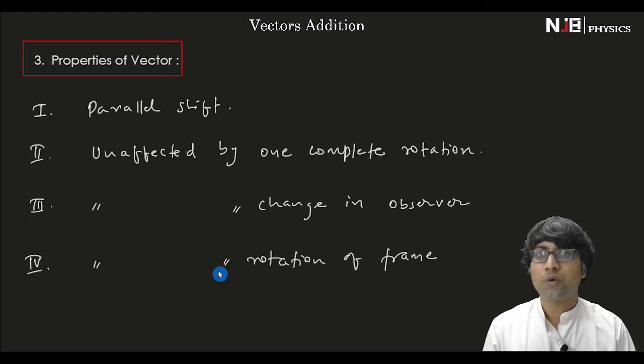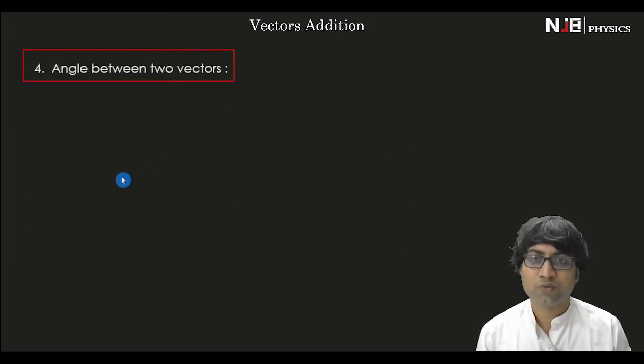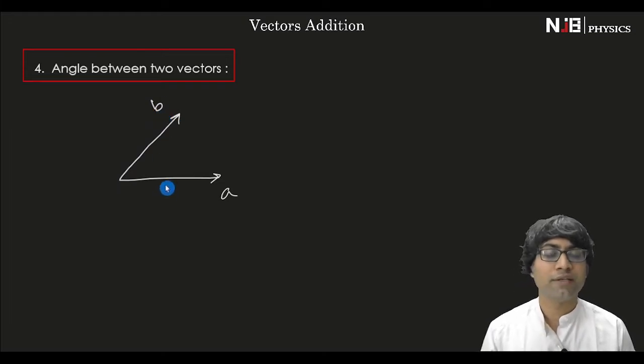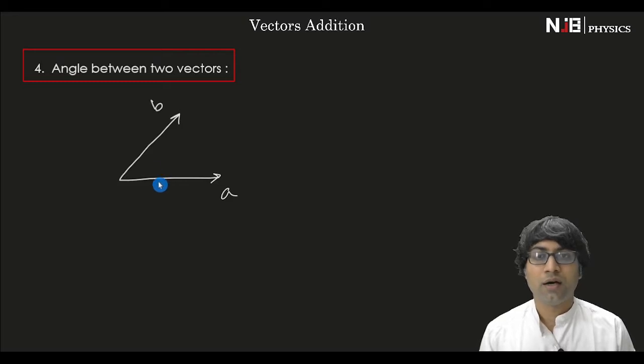Let's now talk about the concept of angle between two vectors. Let's imagine that there is one vector in this direction, which we call the a vector, and another vector in this direction, which we call the b vector, and they are joined tail to tail. When they are joined tail to tail, then the smaller of the angles between the two is the angle between the two vectors.